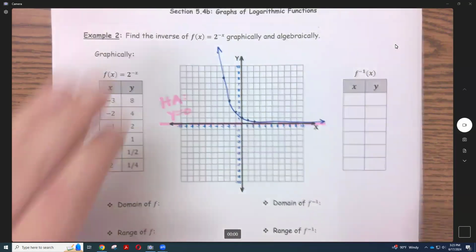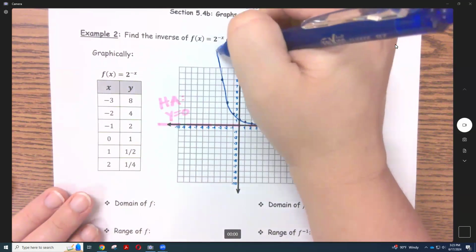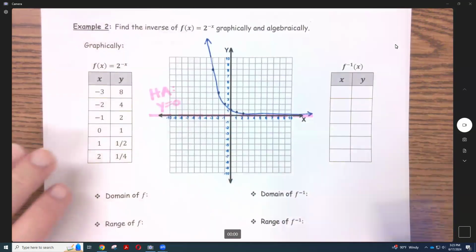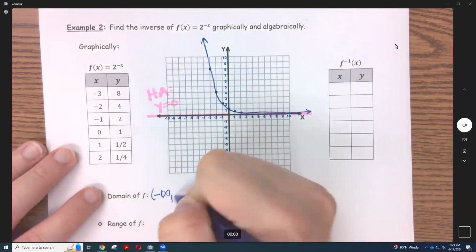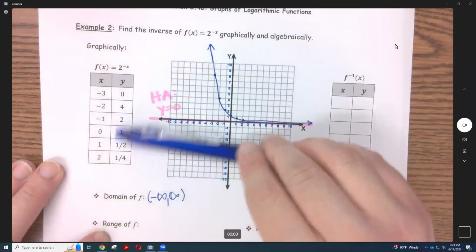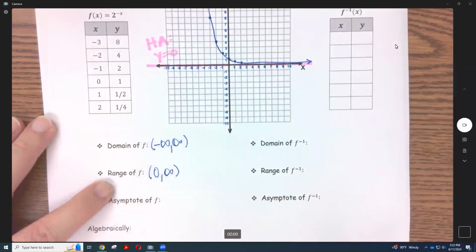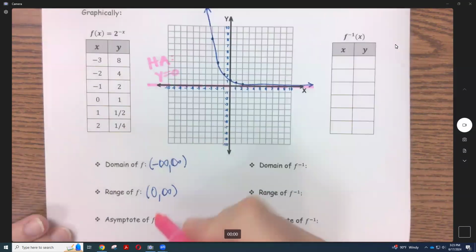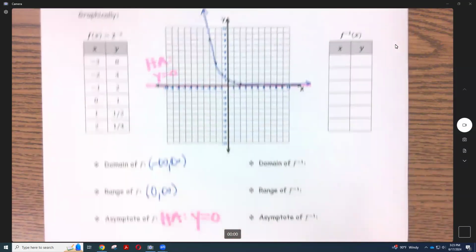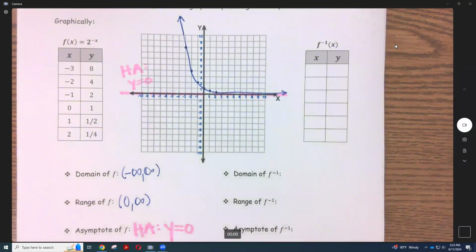Now the domain. Okay, the domain as I go from left to right is negative infinity to infinity. The range as I go from the bottom to the top, the first thing I encounter is that horizontal asymptote. So 0 to infinity. And then again, horizontal asymptote at y equals 0. So that's all a review from what we did 2 lessons ago.